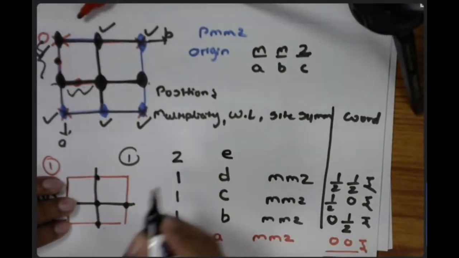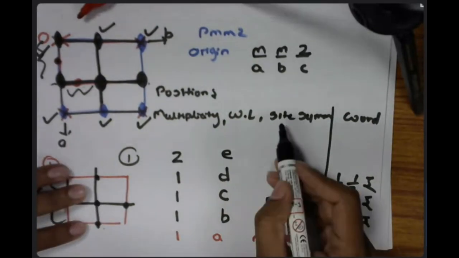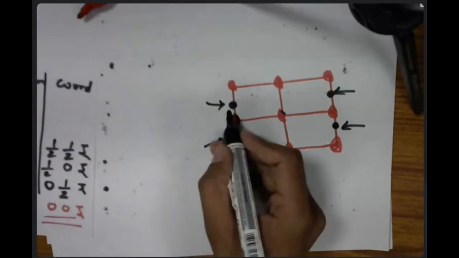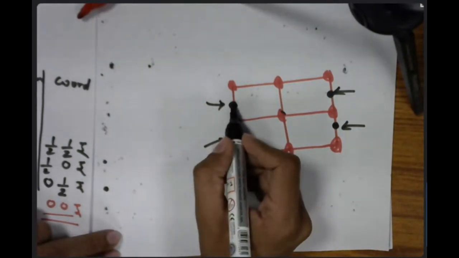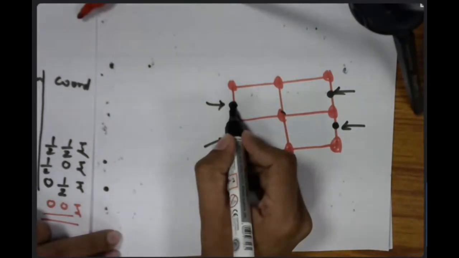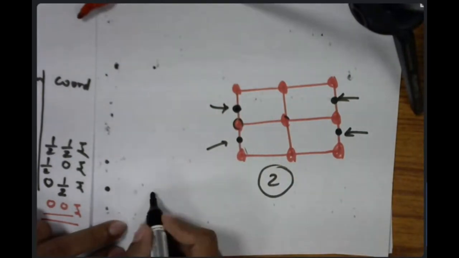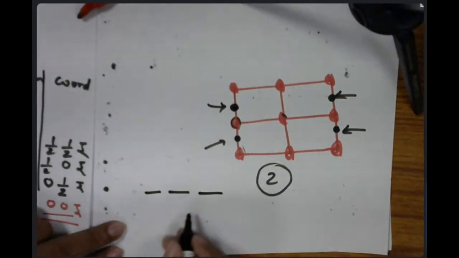we can write it to the. Now, what is the site symmetry of this particular point? About this particular point, there is no two-fold along the C. So C is not having anything. So there are the three places. C is not having anything. We'll write dot over here.